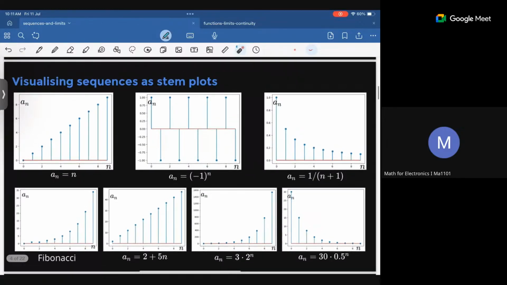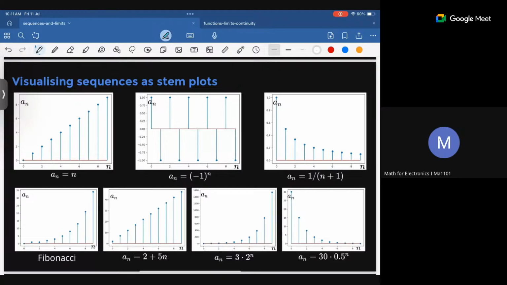The best way to visualize sequences is through stem plots. Again, what are stem plots? Stem plots also have an x-axis and a y-axis, where the x-axis has only the natural numbers, right? So it starts from 1 or 0. Again, it is just the notation, okay? So either you start from 0 or 1, it doesn't matter.